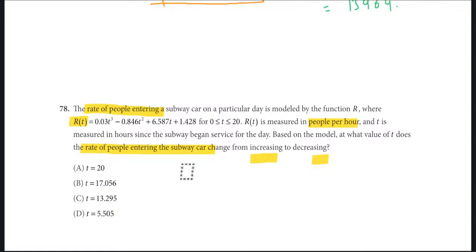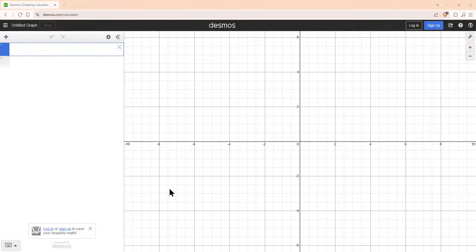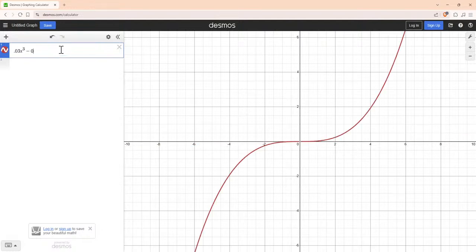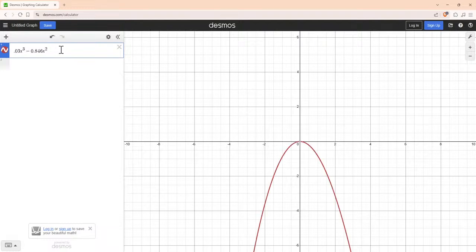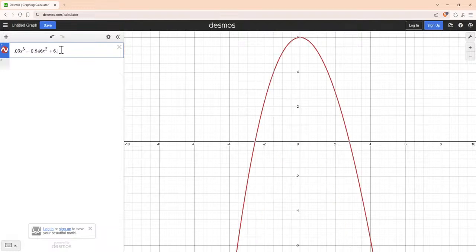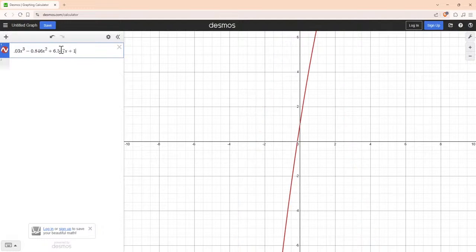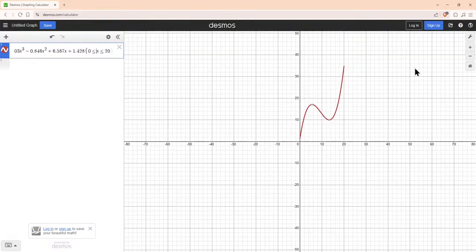So let's try graphing this using decimals. I'm going to type this in and see how it looks. It's 0.03, and I'm replacing t with x, so x cubed minus 0.846x squared plus 6.587x plus 1.428. I also have to make sure this is only between 0 and 20, so I'm going to place curly brackets here with 0, x and 20. Obviously that's greater than or equal to, so I'll press equal to here as well. All right, so this is how the curve looks.